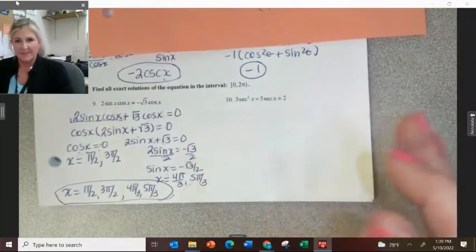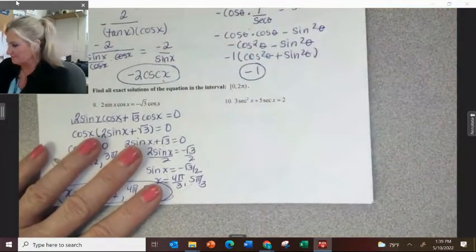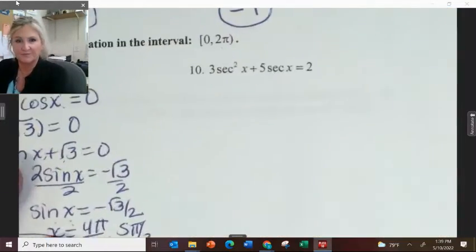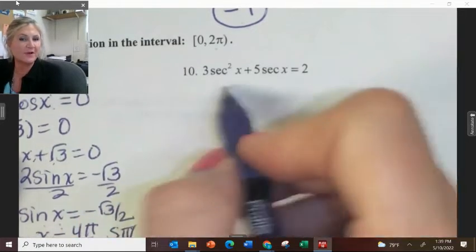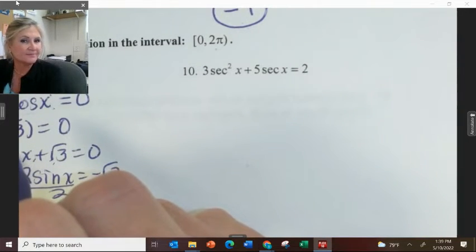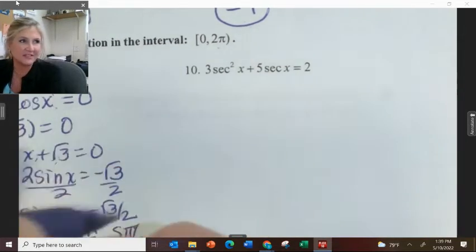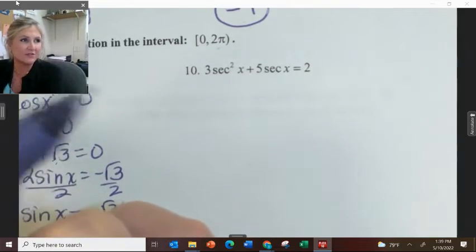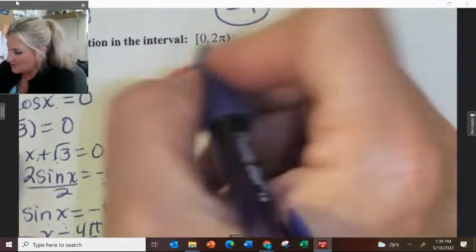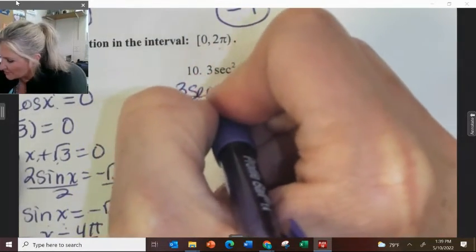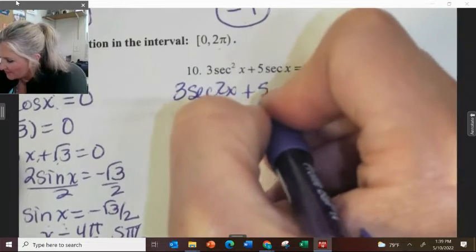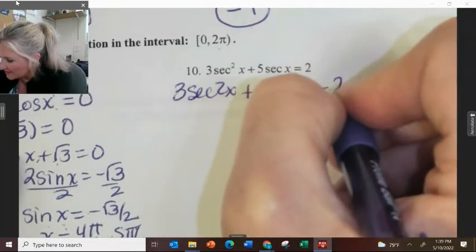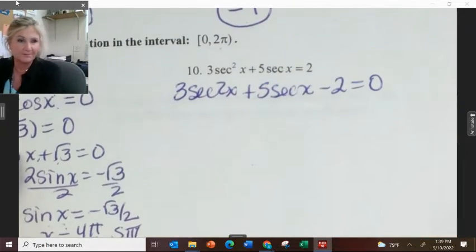All right, let's go on to the next one. What are we going to do on a problem like this? Can't factor out a secant. You have to get it set equal to 0. So we're going to have 3 secant squared x plus 5 secant x minus 2 equals 0.